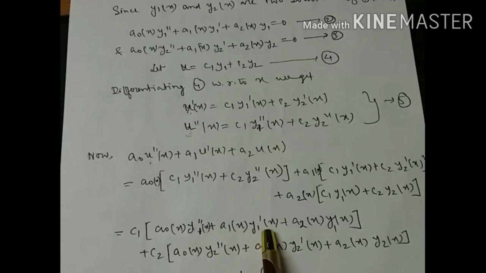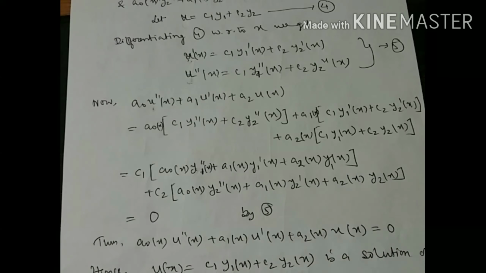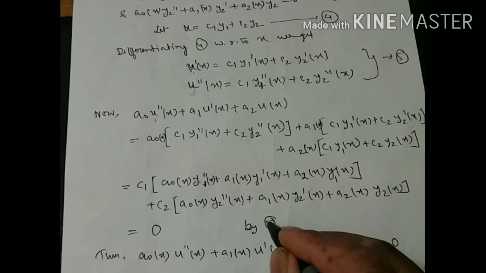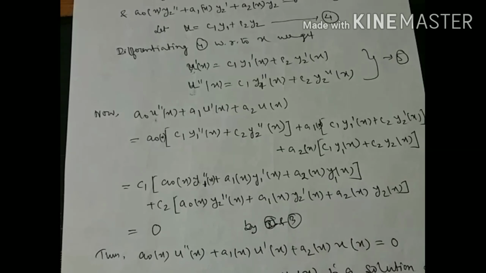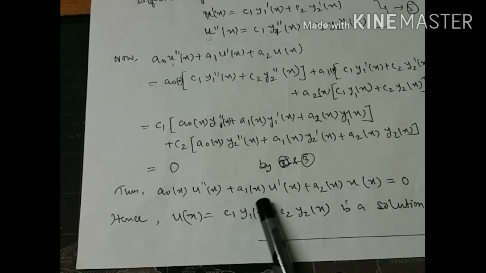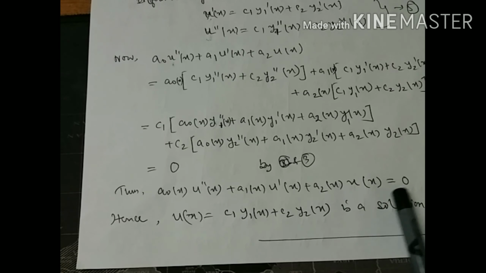Since y1 is a solution, from equation 2 we can write this is 0, and since y2 is a solution, from equation 3 we can write 0. So putting both values 0, by which equation? By 2 and 3. Thus a0(x) u''(x) + a1(x) u'(x) + a2(x) u(x) = 0. So u(x) is a solution of this equation. That means u(x) = c1 y1(x) + c2 y2(x) is a solution of equation 1.